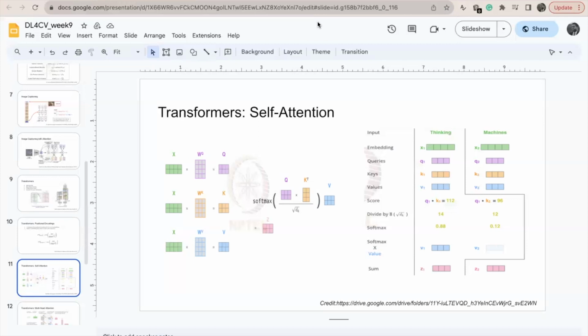So, starting with the self attention module, I will start off by showing you an example of things.